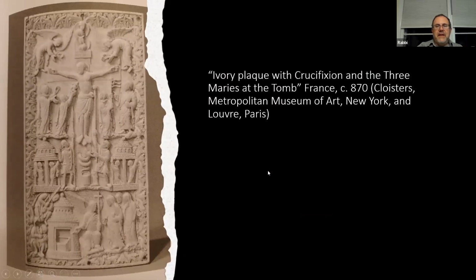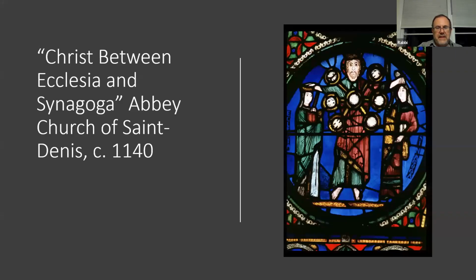So again, that is a 9th century representation of the Ecclesia and Synagoga, the church and synagogue, on either side of Jesus. This is a stained glass window from the 12th century from the Abbey Church of Saint Denis, in the north of Paris. And it shows Jesus here with the church and the synagogue. How do we know it's the church and the synagogue there? Because there's two women on either side of Jesus.